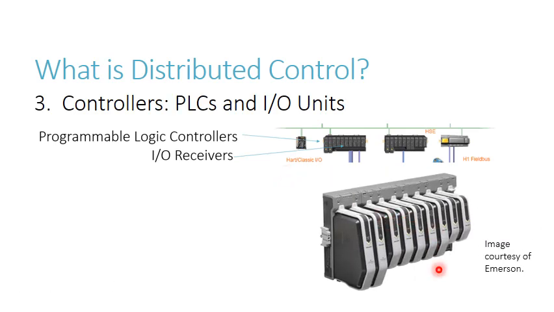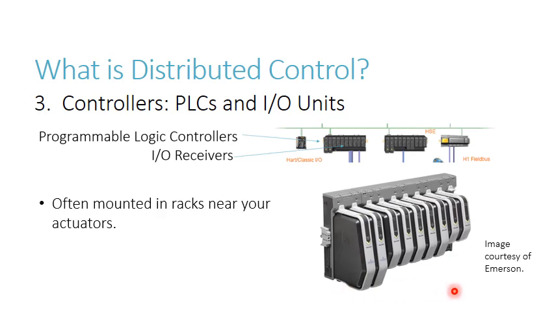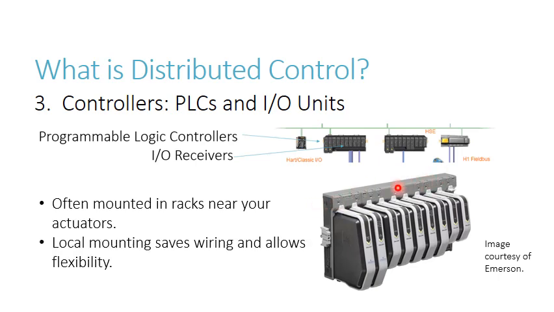So here's a modern example of a PLC. This is a recent model DeltaV system from Emerson. You'll notice it's mounted in a rack, and the racks are mounted throughout your plant. Typically the racks are mounted pretty close to your process, close to your pumps, close to your valves. That saves wiring, and your technicians can move throughout the plant and make changes and modify this system as they see fit.